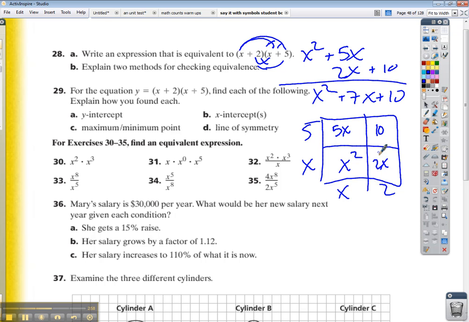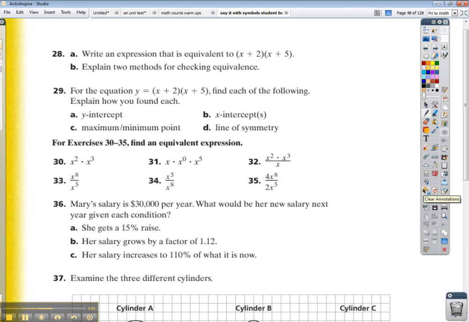this is a great question. This is going back to frogs, fleas, and painted cubes and finding the y-intercept, the x-intercept, minimum, and line of symmetry. In this case, it will be a minimum, not a maximum. So we have our factored form equation here. I'll write it right here. x plus 2 times x plus 5, and that's equal to 0. We're going to need that for our x-intercepts.